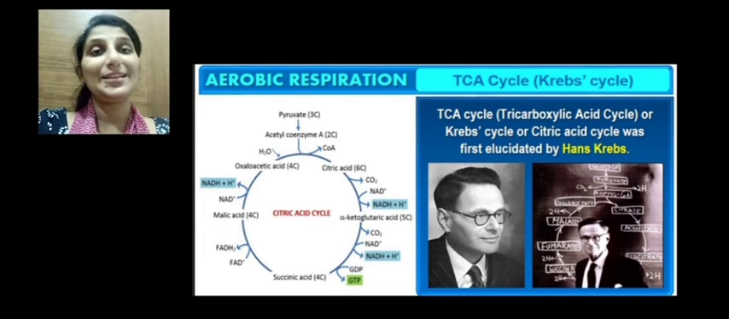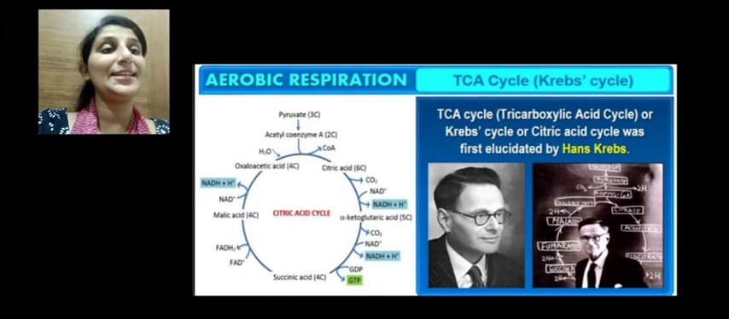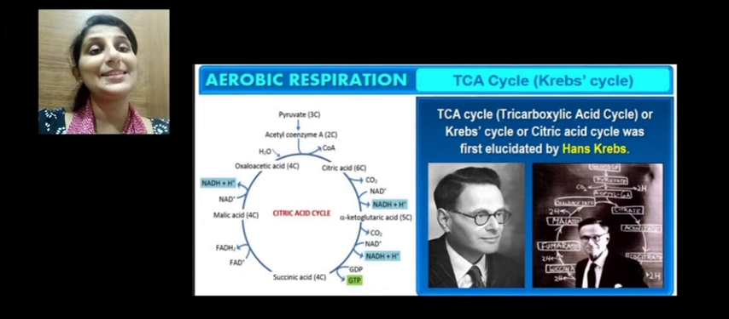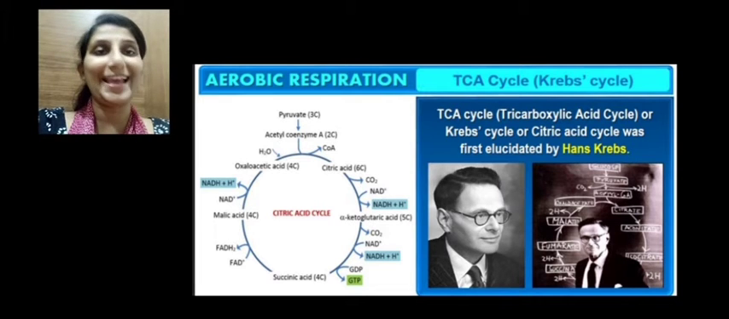Let us learn about the TCA cycle. The TCA cycle is also called the Krebs cycle. Why is it called the Krebs cycle? Because it was first elucidated by Hans Krebs. It is also called the citric acid cycle. Why is it called the citric acid cycle? Because the first compound formed as a result of this cycle is citric acid. And since it is a tricarboxylic acid, it is also called the tricarboxylic acid cycle.